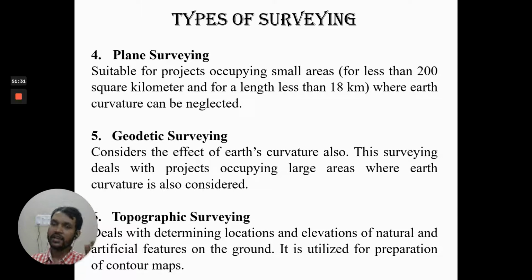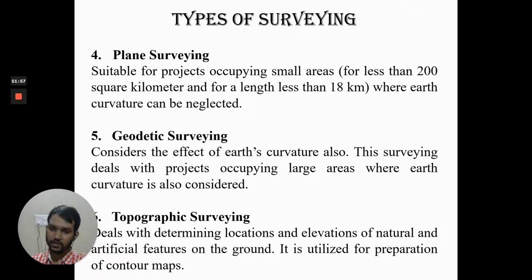Small areas are generally not exactly defined, but for plane surveying even the limits have been defined: if the length is less than 18 kilometers or if the area being surveyed is less than 200 square kilometers, then all the projects that we do will come under plane surveying. We just do plane surveying and there is no need to consider the effect of the curvature of Earth.